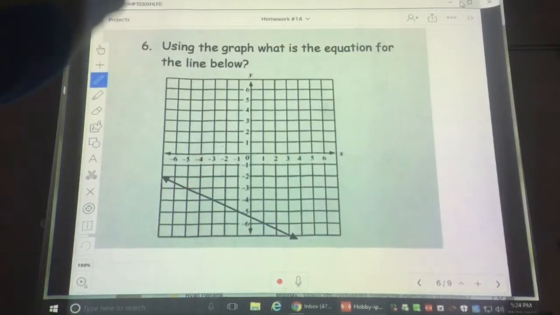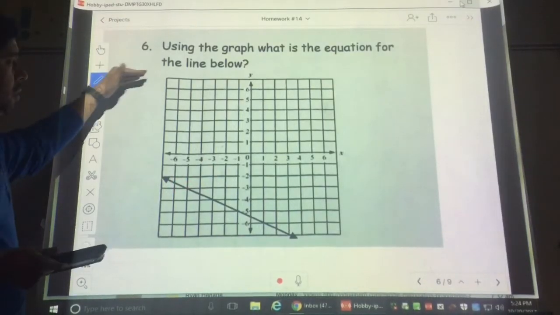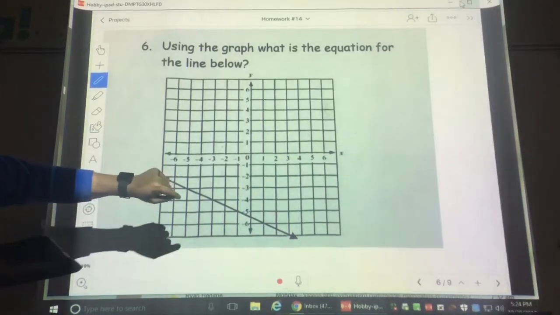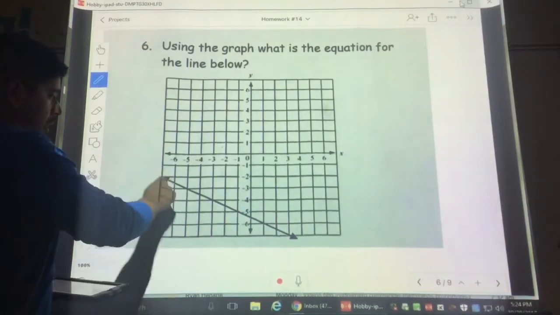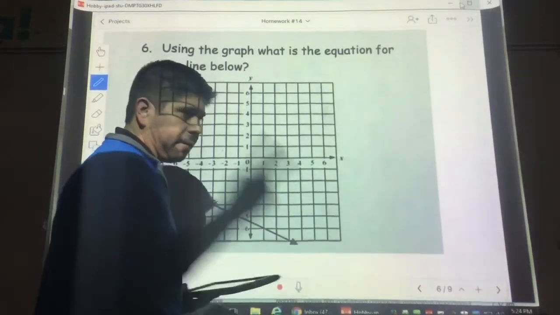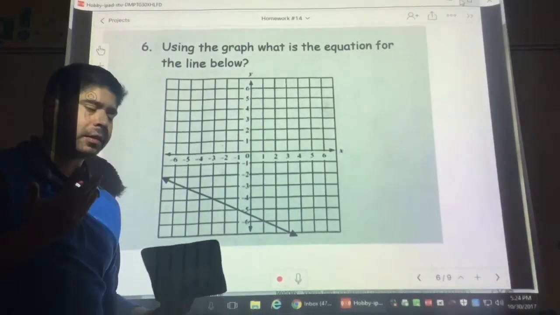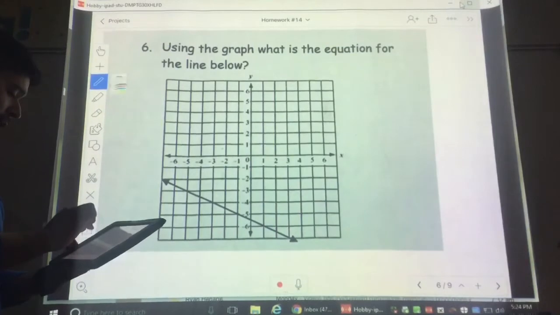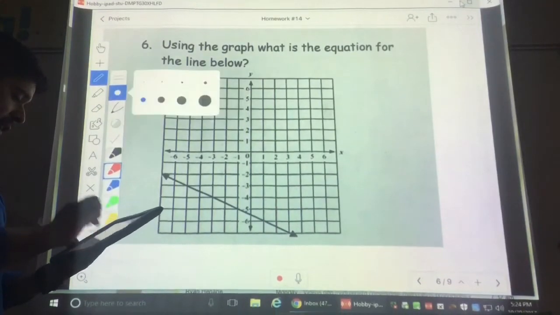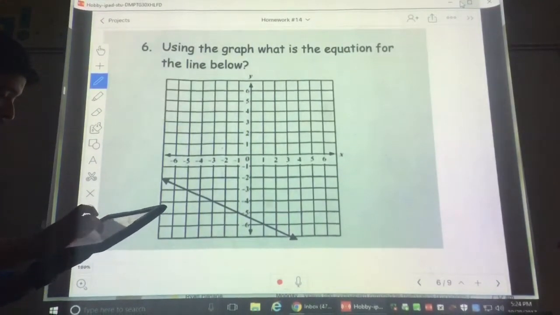All right, number 6, just like what we did earlier. Using the graph, what's the equation for the line below? Okay, so here's my line. I gotta find 2 points on it because there's no dots on here that tell me what 2 points to use. So I'm gonna do that in red, and again I'll make them big dots for us to see.